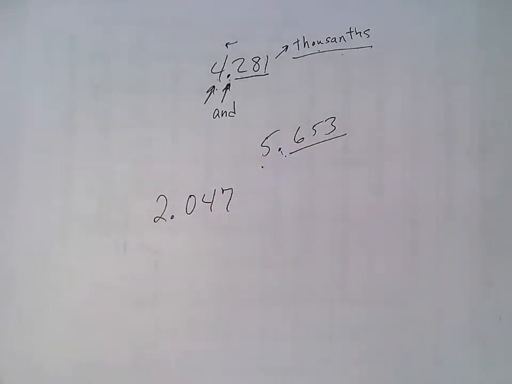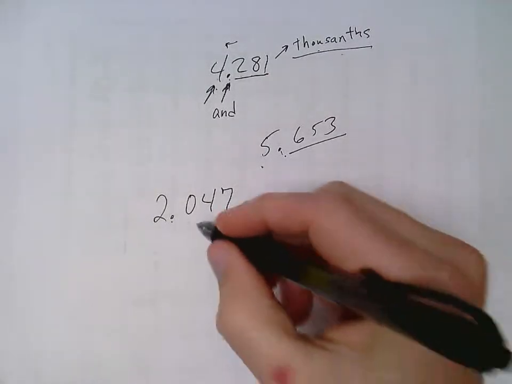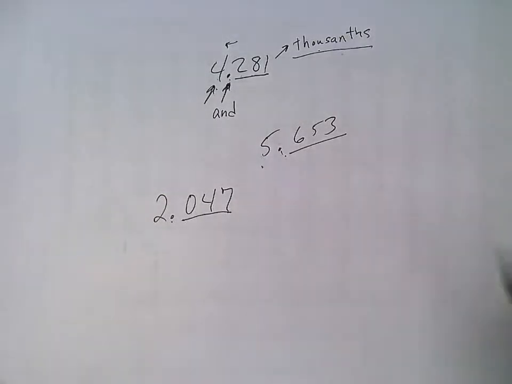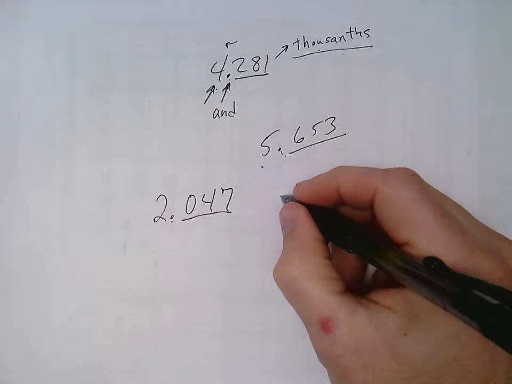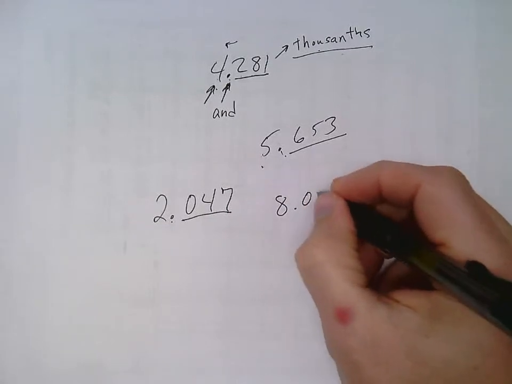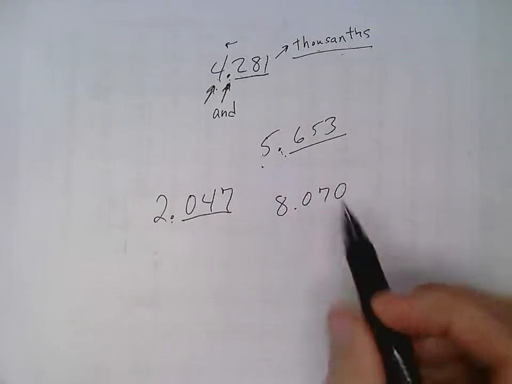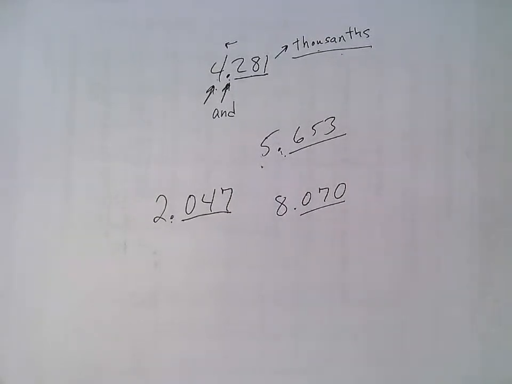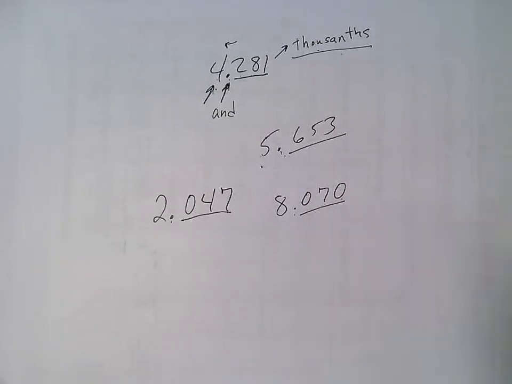This one here, 2 and 47 thousandths. 2 and first name 47, and it is thousandths because there's 3 decimal places. 8 and first name 70, last name thousandths because of the 3 decimal places. So it's 8 and 70 thousandths.